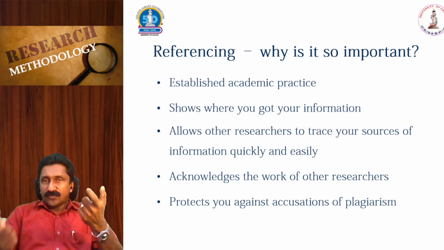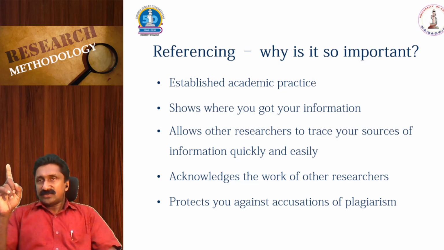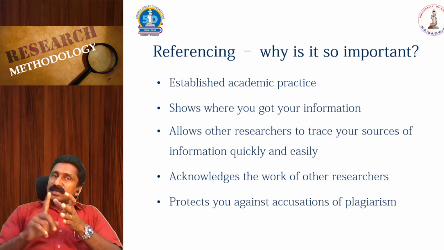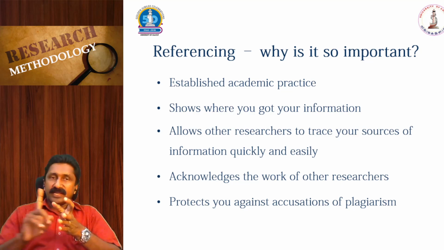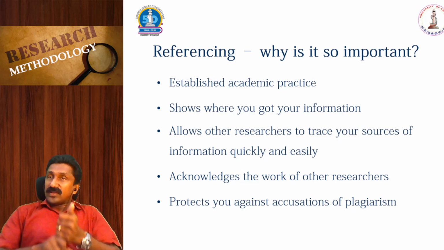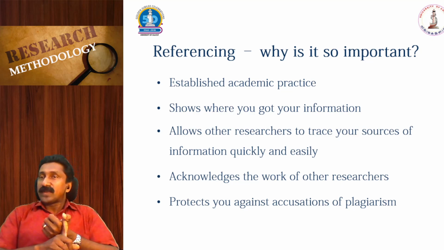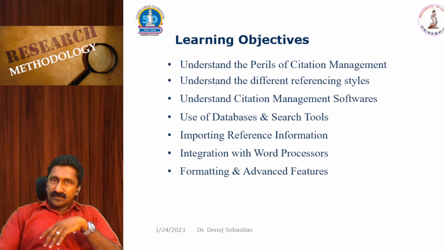If he wants further information on that, nowadays a simple click on the reference number will take him to the corresponding original article site. So he can go through the details of the concept by just clicking on that reference. Another one, it allows other researchers to trace your sources of information quickly and easily just by clicking. And another one, it acknowledges the work of other researchers. You need to avoid plagiarism. If it is a concept which is taken from other people, certainly that credit should be given by giving a citation and reference. And another one, it protects against accusations of plagiarism. So these are some of the requirements for giving proper referencing.